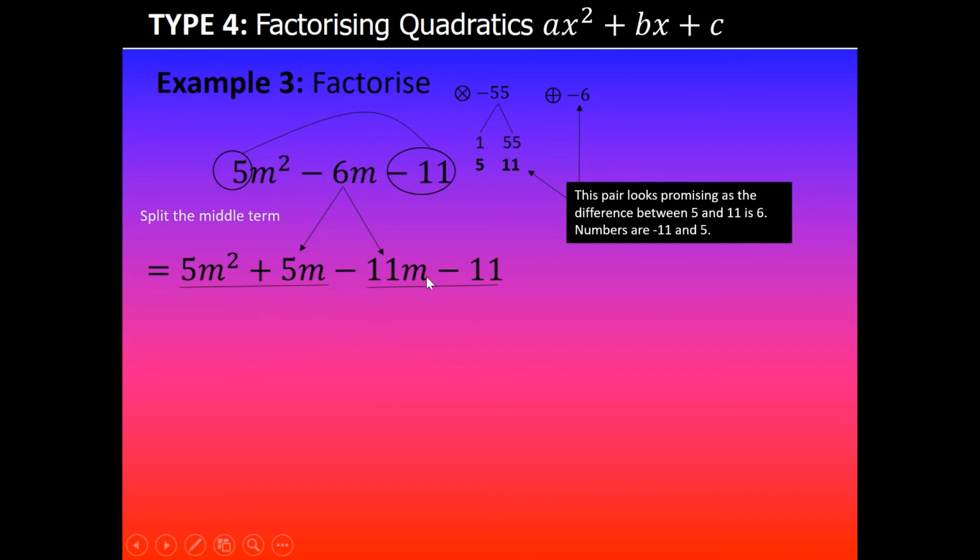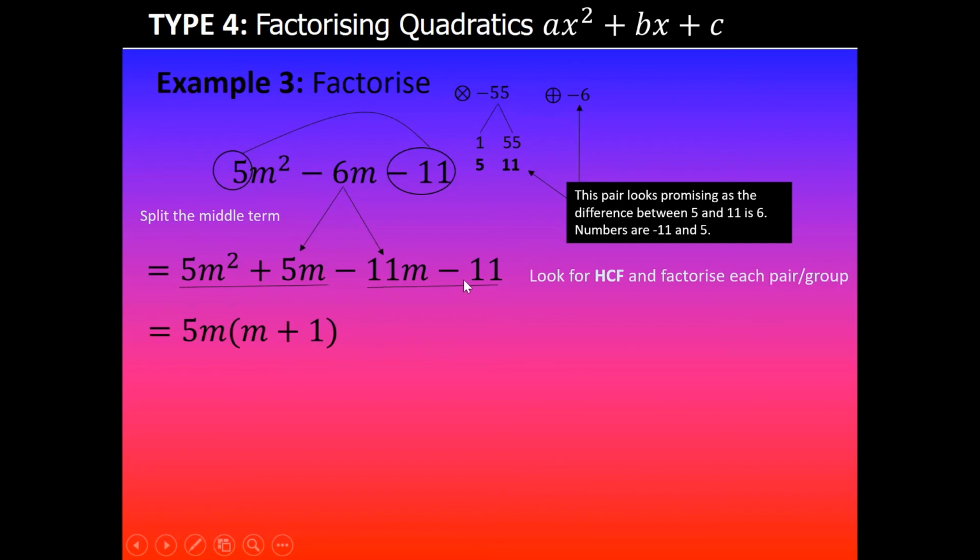So once I've got the groupings done, after splitting I've got the two pairs. Each group you can factorize by looking for the highest common factor. So in the first group here I've got 5m, because 5 is common, as well as m, so 5m into m plus 1.